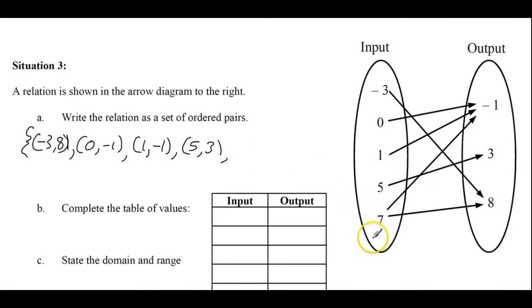So you notice the 7 has two arrows coming from it. So we have 7, negative 1. And we have 7, 8. Which, being an ordered pair, needs to be in brackets and parentheses and a bracket at the end to finish it off. So you notice that each element of the domain is listed only once, even though there are two ordered pairs that have a 7. And each element of the range is listed only once, even though 3 of these ordered pairs have a negative 1.